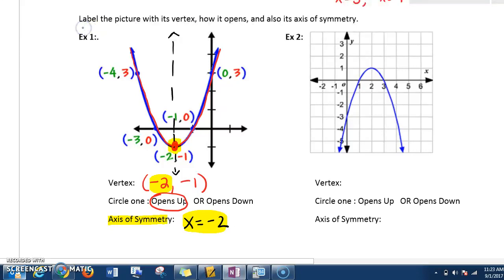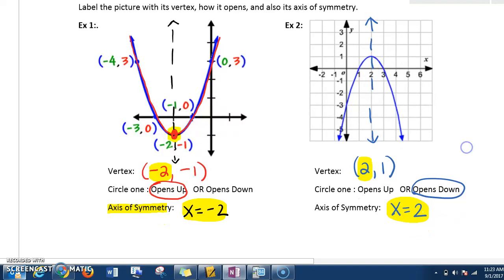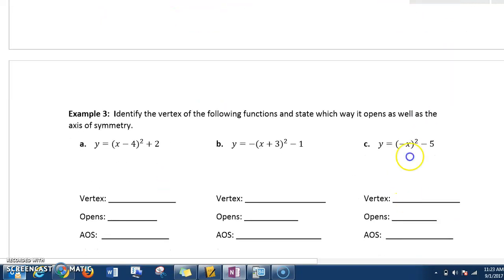Let's try this again. Here's a different graph. I can already see the vertex, and that's over 2 and up 1. So the vertex is at 2, 1. This is opening down. It's a parabola that's facing down, and the axis of symmetry will be going through the vertex, and it looks like it's at x equals 2. It's always going to be x equals, and notice once again that the x value of the vertex matches the axis of symmetry. Always matches that. All right. Let's go on to the second page.